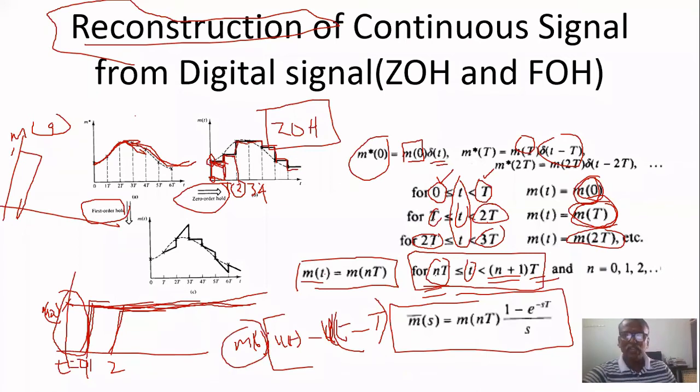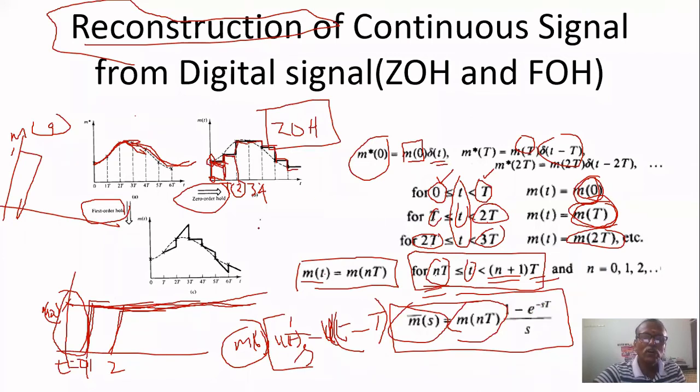M of 0 is constant. We keep it away, and left hand side m of t becomes m of s. The right hand side u of t is 1 by s. U of t minus tau is also 1 by s, but with a delay of one sampling period. That's why e power minus st by s.